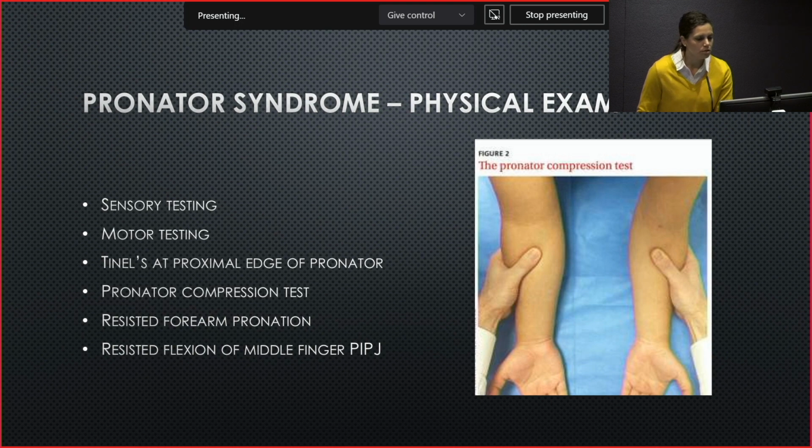The physical exam to evaluate for pronator syndrome has crossover with the carpal tunnel exam because we're still assessing the sensory and motor function of the median nerve. But other provocative tests include Tinel's at the proximal edge of the pronator. The pronator compression test is direct pressure over the proximal portion of the pronator teres, which should result in pain or paresthesias developing within about 30 seconds. Resisted pronation may produce symptoms as well. And then resisted flexion of the middle finger proximal interphalangeal joint can elicit symptoms if the nerve is compressed under the flexor digitorum superficialis.